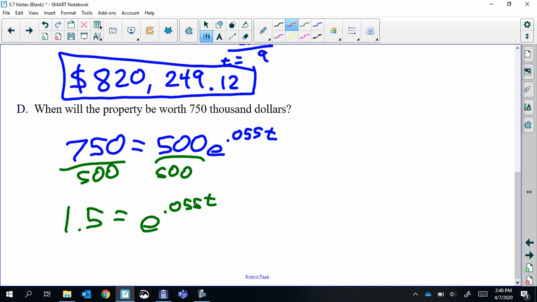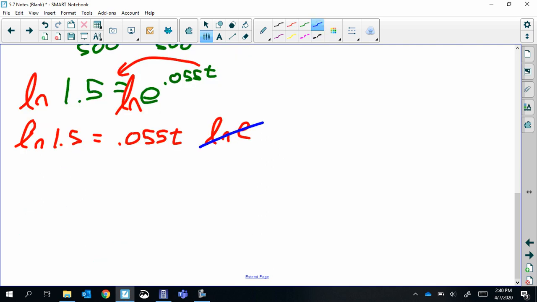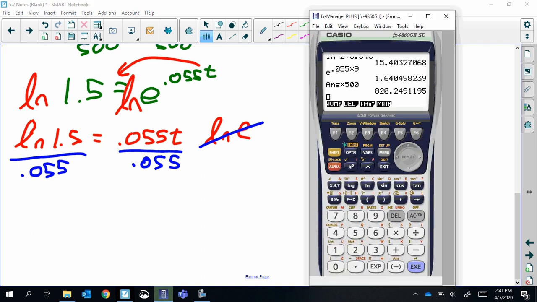And then to solve this, since we have the variable in the exponent, we're going to natural log, exponents to the front. That'll be natural log e. And you should remember that natural log e cancels out. That's just 1. So divide by 0.055. So natural log 1.5 divided by 0.055.